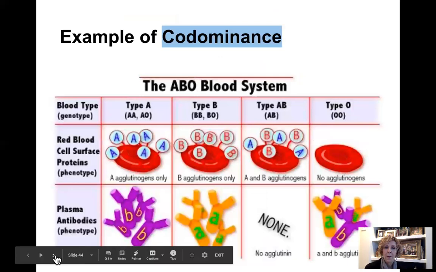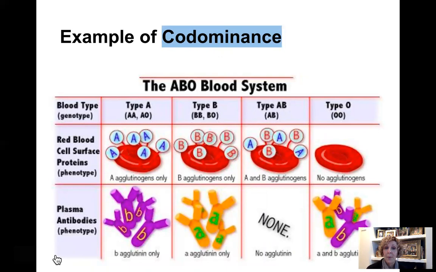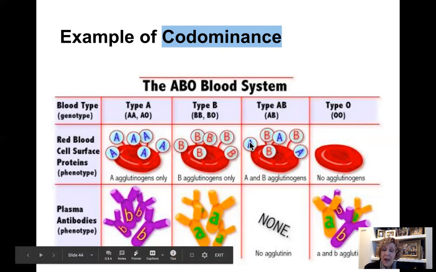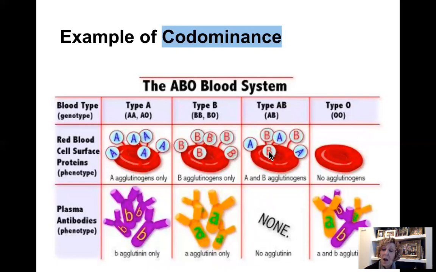The example of codominance, a good hip pocket example, is the ABO blood system. So we actually have here an allele for the A antigen, which is a protein on the red blood cell surface, and for the B antigen on the red blood cell surface. And then we also have a situation where we don't have any of that particular type of antigen. So this would be an example of codominance because when you have the expression of the A protein and the B protein on the red blood cell surface, you would have type AB blood.